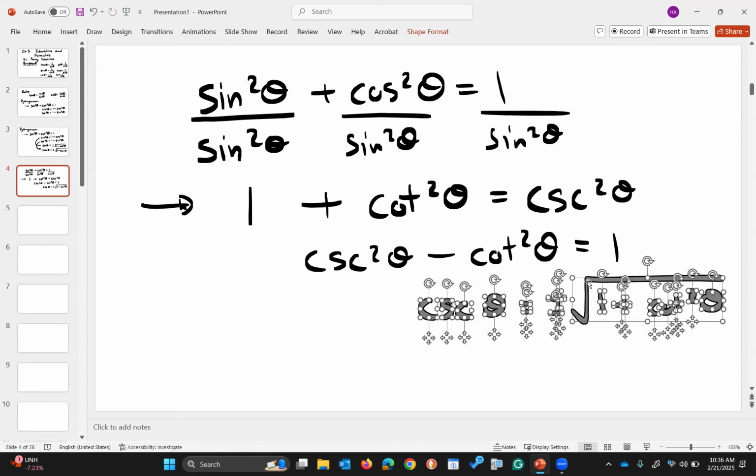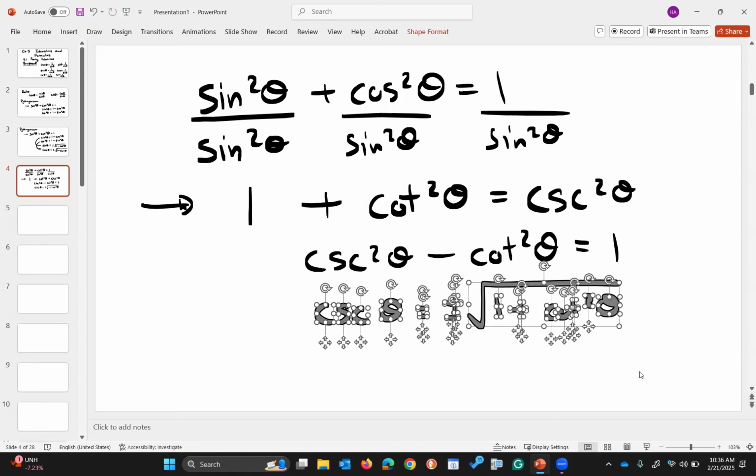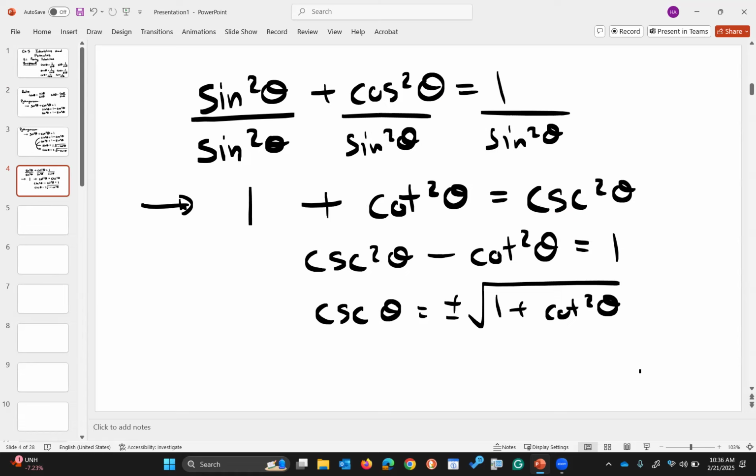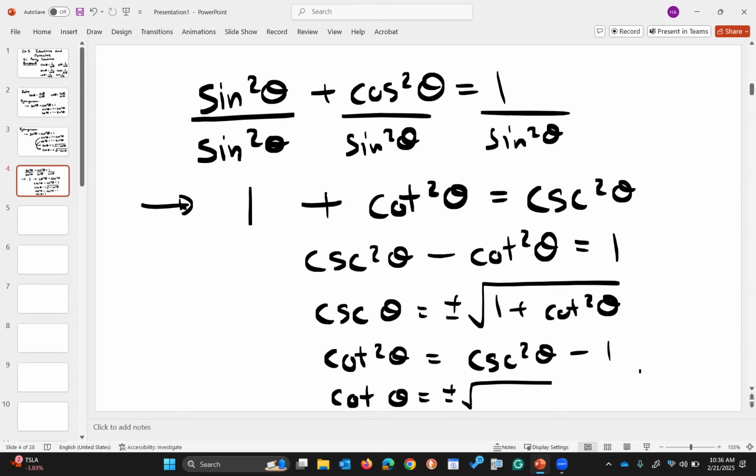What about cosecant squared theta minus 1 equals cotangent squared? Yeah, let's do it this way here. Let's do cotangent squared theta is equal to, we move the 1 over this time, cosecant squared theta minus 1. Oh, you know what I can do? I can do the square root as well, right? Can I do the square root of this one here? Now this is going to be cotangent theta is equal to plus or minus square root of cosecant squared theta minus 1. Boom.